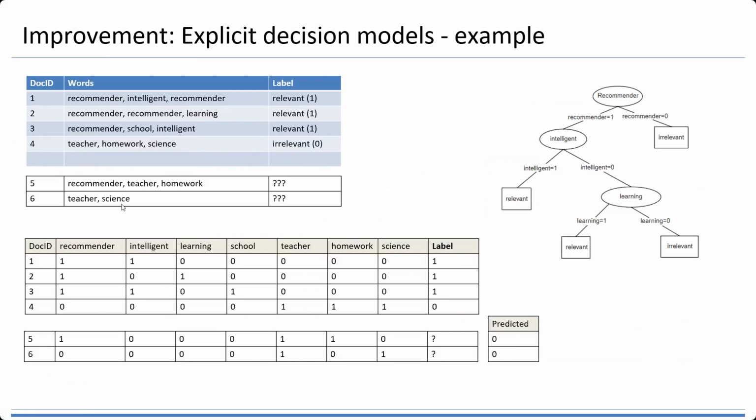Now let's check teacher and science. We have the words teacher and science. Is there any word recommender? No, there is no word recommender. Then it goes directly to irrelevant. So the prediction is irrelevant. Okay. So this is the decision tree, the model that we can use to do the prediction.